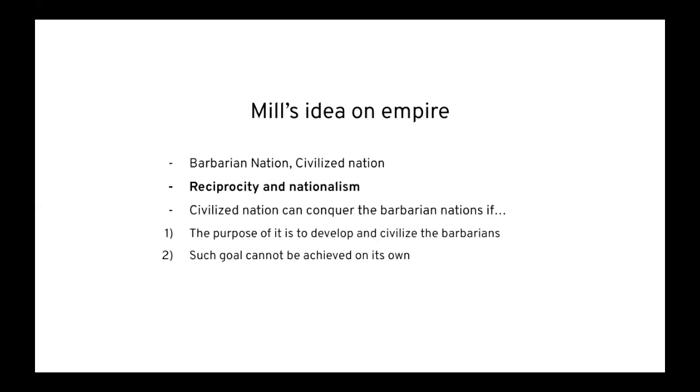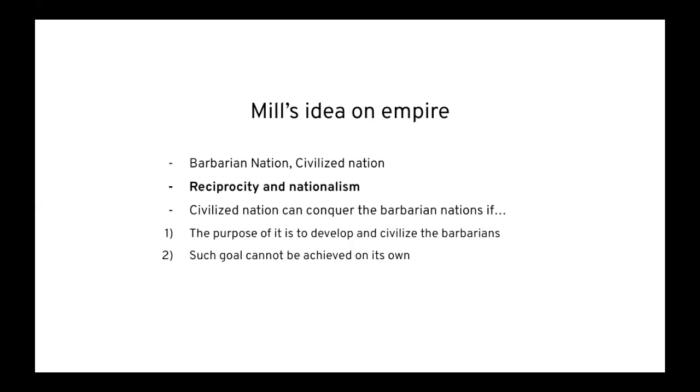Mill, as most people did during the period, divided the existing nations into two: the barbaric nation and the civilized nation. And what's the difference between these two? The difference exists in reciprocity and nationalism. For him, civilized nations had society and cooperation, while the barbarians did not. And Mill even stated that barbarians do not have rights as a nation.